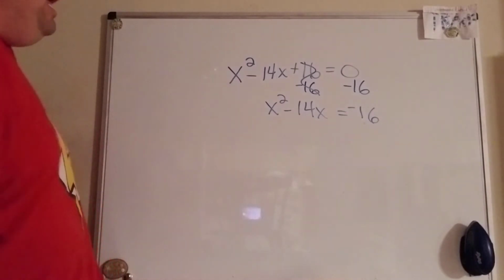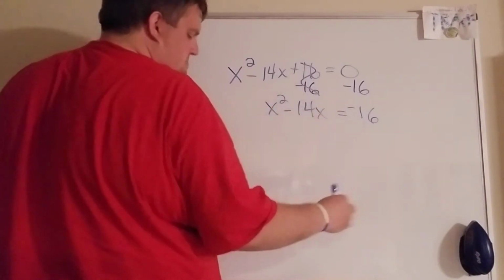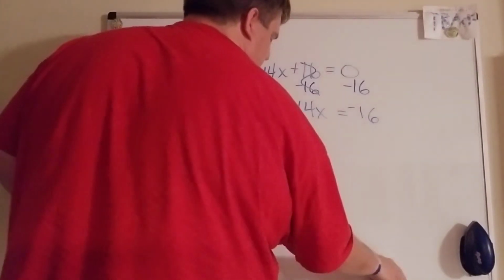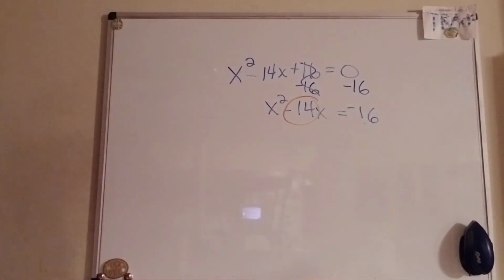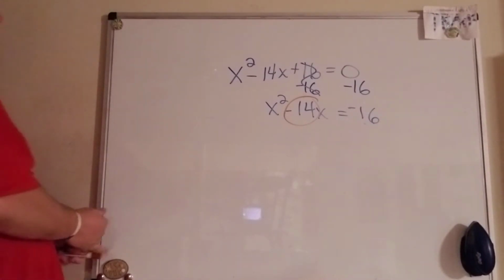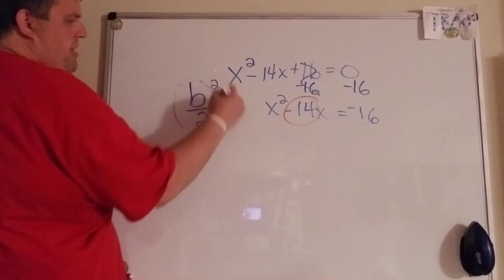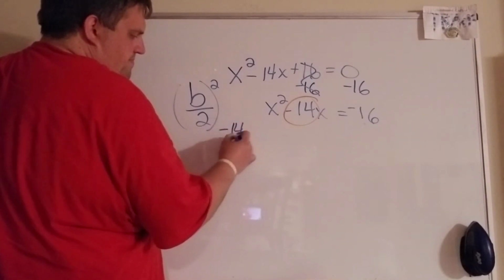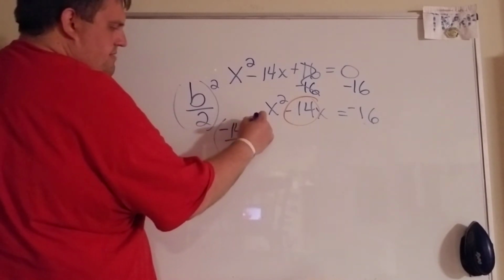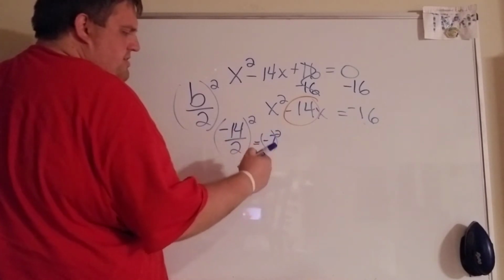So what we're going to do is set up, we actually want a c term here. To make it so it factors, we're going to use the middle section, this part here. And what we want to do is come up with a value for c. To do that, we're going to take b divided by 2 and square it. So we take our b value, which in this case is negative 14, divide it by 2, and square it. Negative 14 divided by 2 is negative 7. Negative 7 squared is 49.